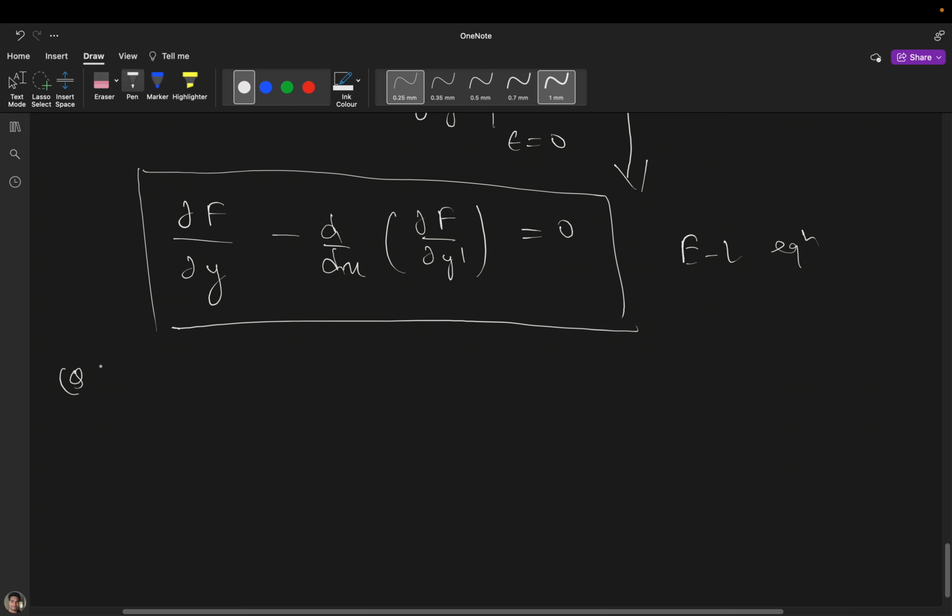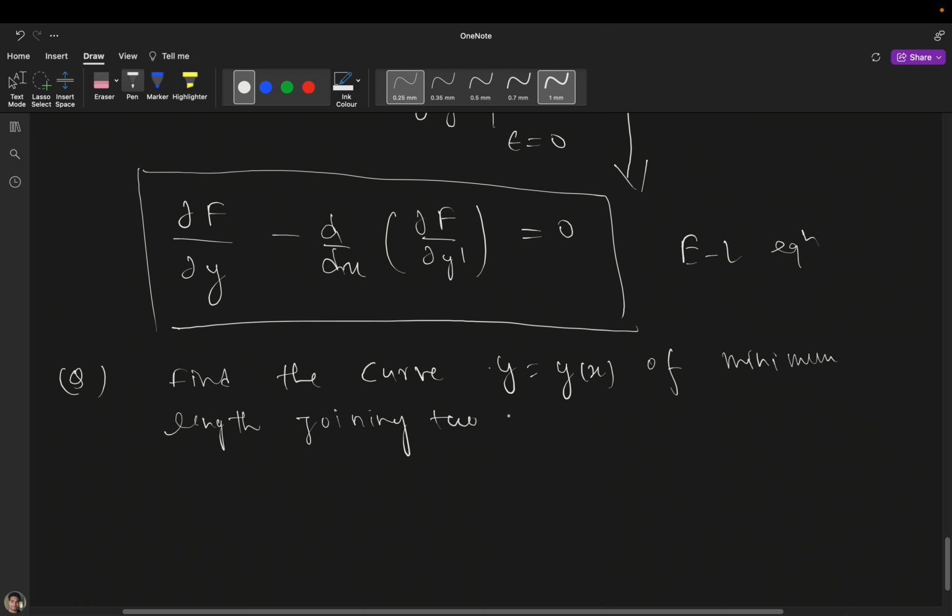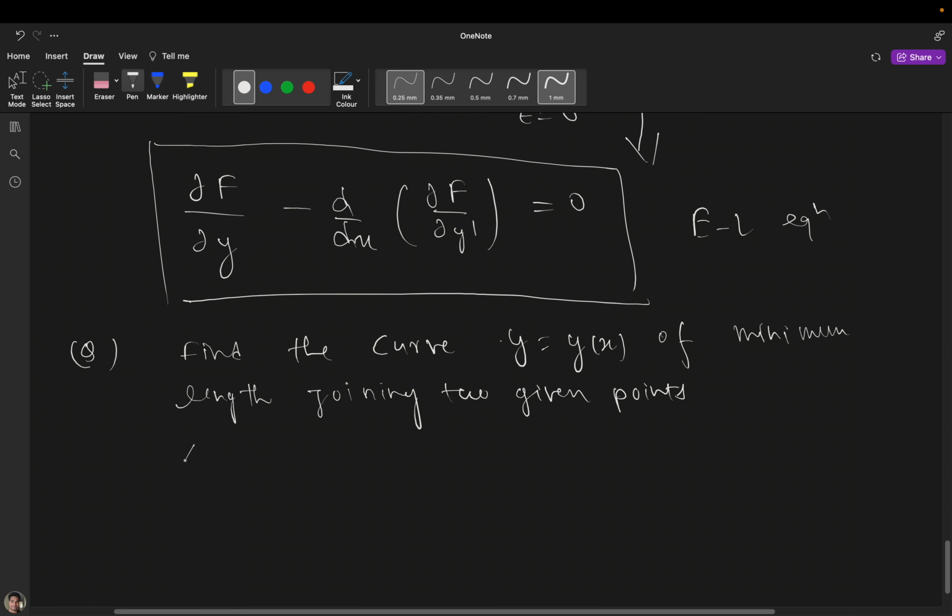So let's solve a very simple problem. Find the curve y equal to y of x of minimum length joining two given points, a, y a, and the second point is b, y b.